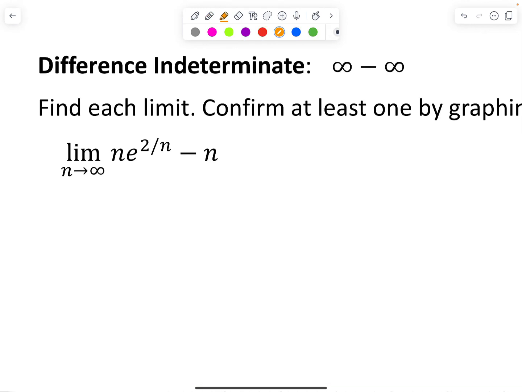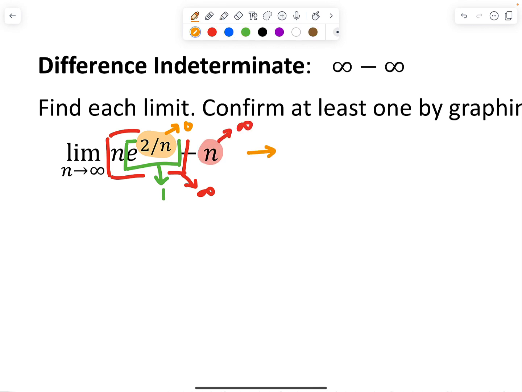First case, n is going to infinity. Well, here I have a 2 over n, and that's an exponent on e. That is approaching 0, which means e to the 0 will be approaching 1, which means this whole first term, because this n is approaching infinity, is approaching infinity. But then, of course, this n is also approaching infinity. So overall, we do have an infinity minus infinity situation.